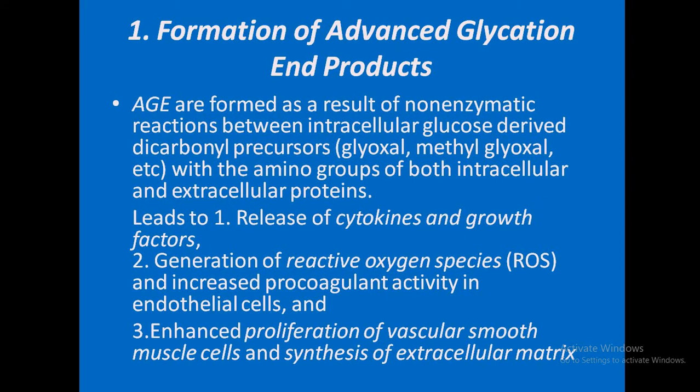The first mechanism is formation of advanced glycation end products, also known as AGE. They are formed as a result of non-enzymatic reactions between intracellular glucose derived precursors with the amino acids of both intracellular and extracellular proteins. And AGE leads to release of cytokines and growth factors, generation of ROS or reactive oxygen species, and increased procoagulant activity in endothelial cells. Finally it results in enhanced proliferation of vascular smooth muscles and synthesis of extracellular matrix.